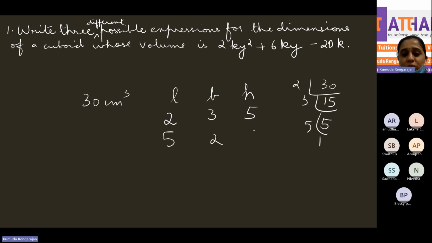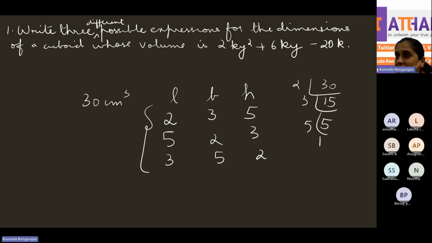So if length is 2, breadth can be 3, height can be 5. Or if length is 5, this can be 2 and 3. Or if this is 3, then this can be 5. You understand what I'm saying, right? So I've written 3 sets here. More are possible. You can even take fractions. You can write infinitely many combinations like this. Not limited. If the length is 2.01 and if the breadth is 5.75, then what is the height? So you can write infinitely many possible dimensions. We have just listed 3.